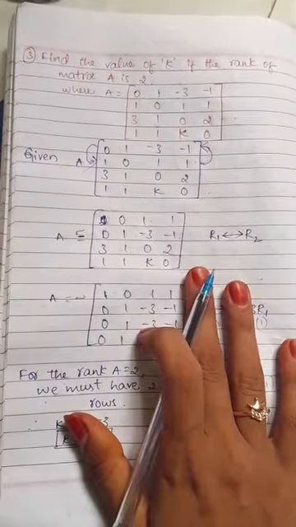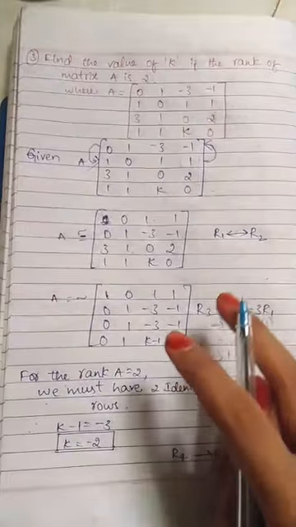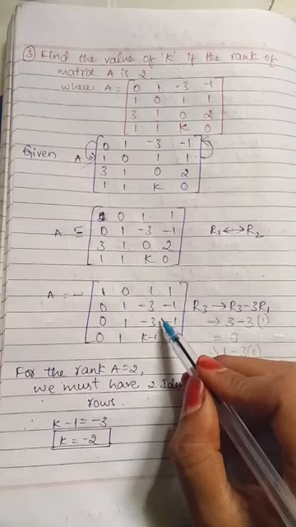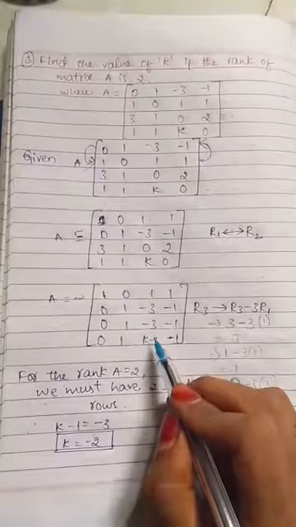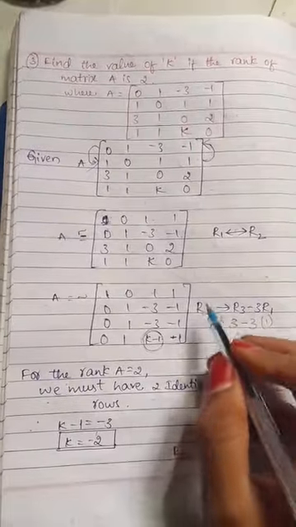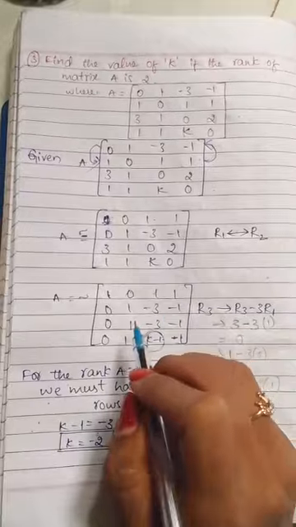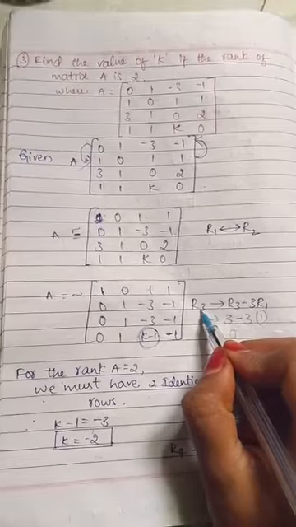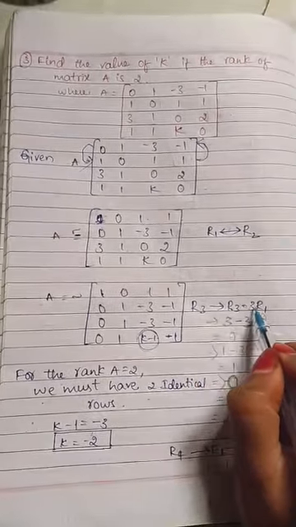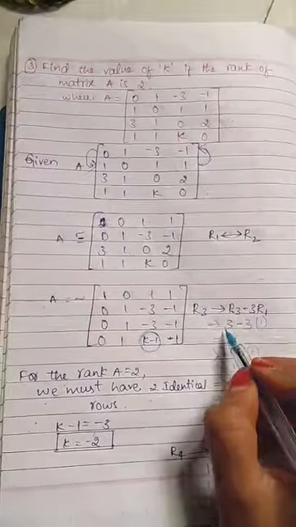See here, for the rank of the matrix, we must have at least 2 identical rows. If I get 2 identical rows, then we can easily find out the K value here. That's why I want to make at least 2 identical rows. Take R3 and change R3 as R3 minus 3R1.